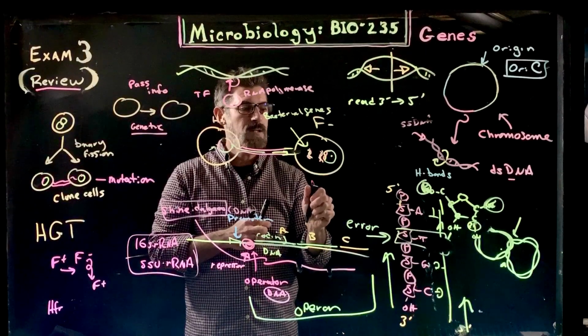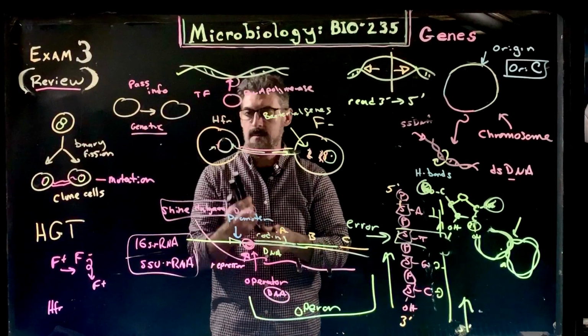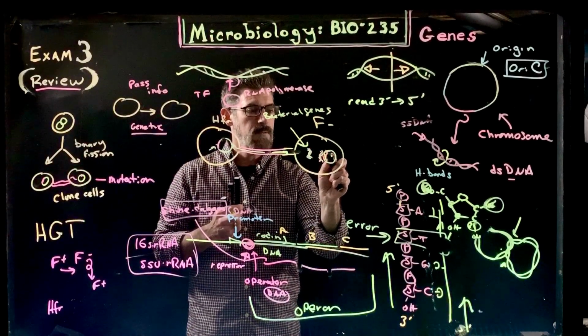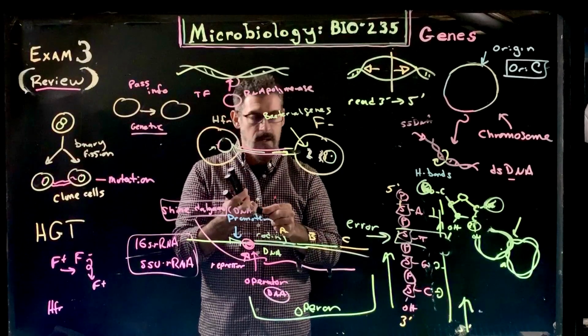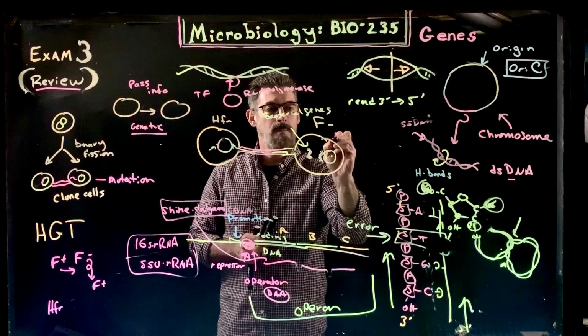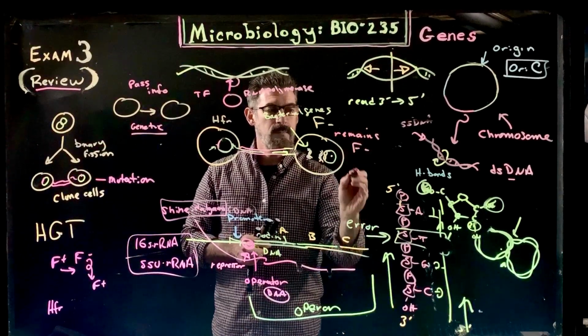It's not the F plasmid, so I probably shouldn't have put the pink there, because that was when I was representing it. I'll make it a different color. There you go. It's not the F plasmid. So this cell remains F minus. It stays F minus.